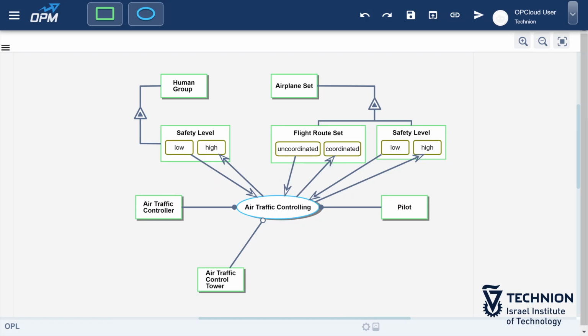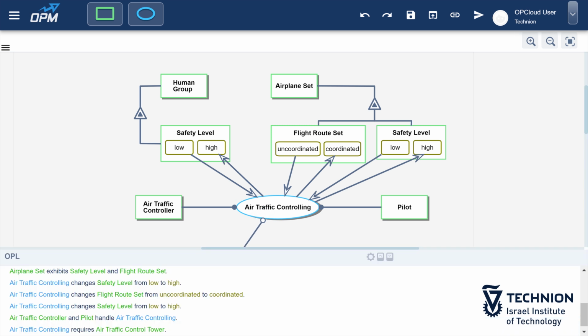Often, the system has a commonly accepted name, Air Traffic Control Tower in our case, so we will use it instead. To designate an object as an instrument of a process, we use the instrument link. It is similar to the agent link, except that the circle at the process end is empty, giving it the nickname White Lollipop. The OPL sentence reads, air traffic controlling requires air traffic control tower.